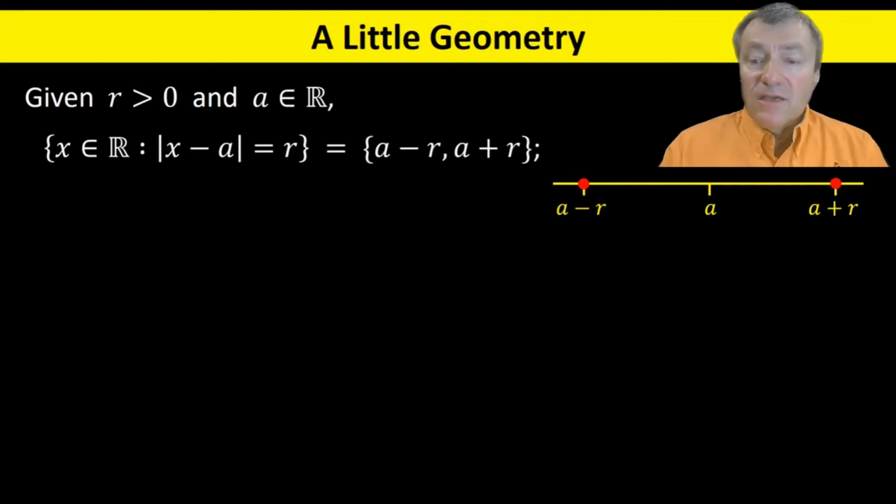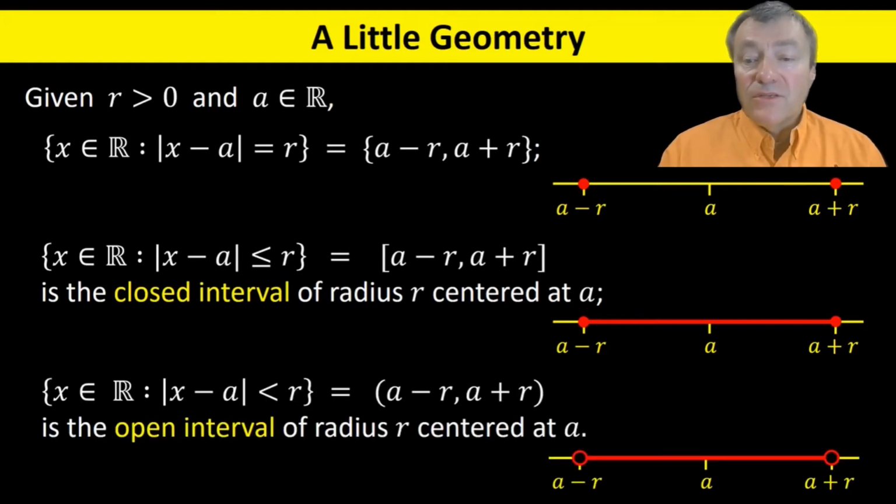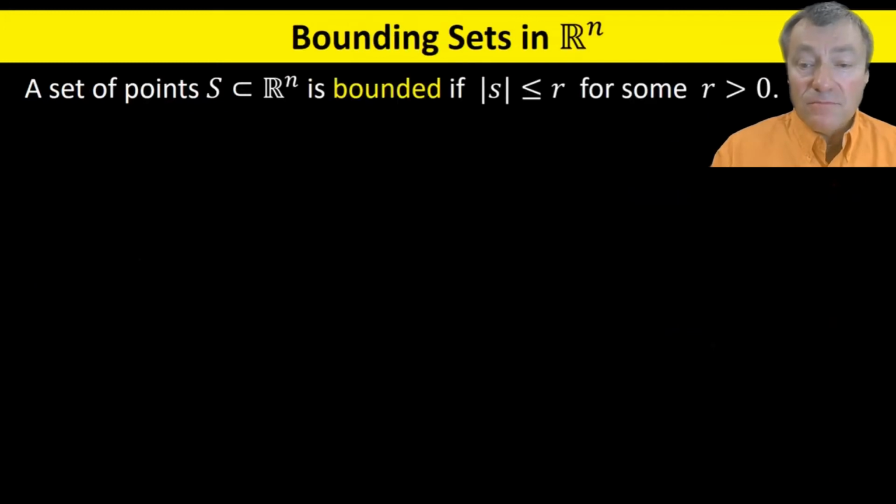And now, getting to the real line, we take a sphere of radius r centered at a point A. This just gives us a pair of points, right? The endpoints of an interval of radius r centered at A. The points at distance at most r, the ball, form a closed interval of radius r centered at A. The points at distance less than r from A form an open interval of radius r centered at A. It's helpful to think of closed and open intervals as just closed and open balls in one dimension.